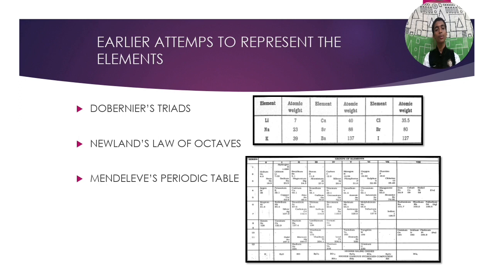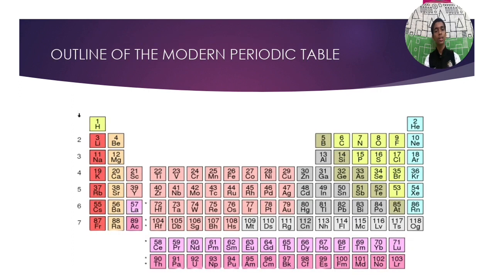Earlier attempts to represent the elements: in the past many scientists attempted to represent the elements but they could not do it, and they failed. Some of them, like Dobereiner, Newlands and Mendeleev, represented the elements. Dobereiner represented the elements as triads, Newlands in the form of octaves, and Mendeleev in the form of the periodic table. And this is our overview and outline of the modern periodic table.